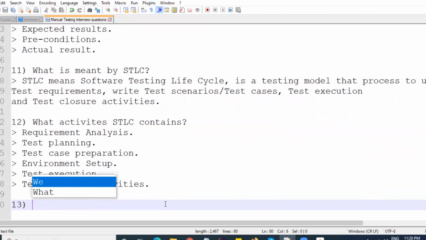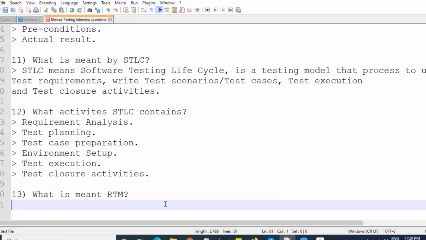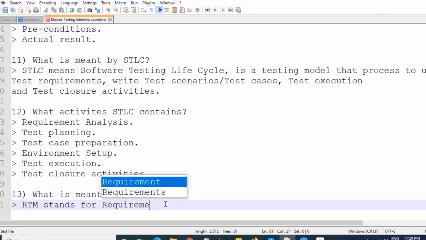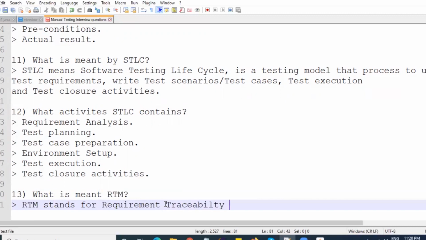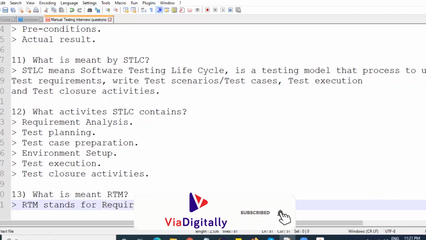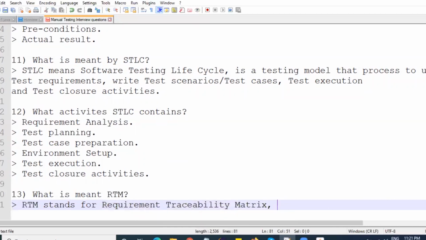Next is a very important interview point, RTM. First of all, we have to know what RTM is. RTM stands for requirement traceability matrix, which is a matrix format that contains requirements and what traces them, which is nothing but test cases. So requirements are traced to test cases, hence the requirement traceability matrix.